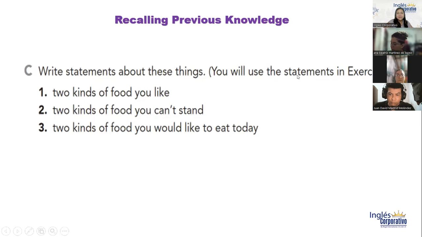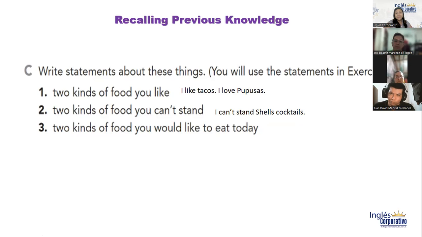My examples: I like tacos and I love pupusas, so I like Salvadorian and Mexican food. Two kinds of food I can't stand? Well, I can't stand shell cocktails. I have never eaten shell cocktails. I have eaten shrimp cocktail, but I have never eaten shell cocktails. I don't know, but I can't stand eating that.